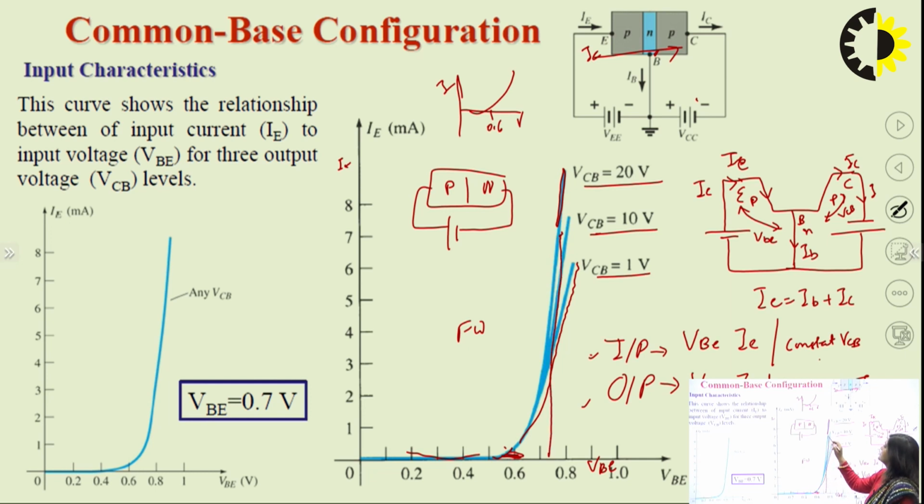constant. So this is the input characteristic curve, and here we can also see our input impedance. This is the VBE and this is the IE. Input impedance RI is equal to delta VBE upon delta IE. So VBE is very small and IE is very high. So that's why this input impedance will be very low in the case of common base configuration.